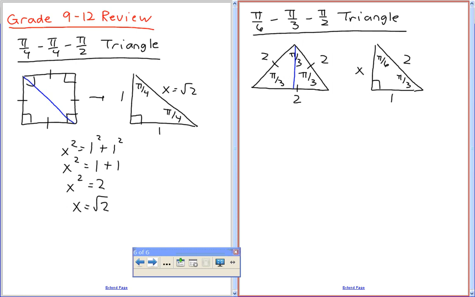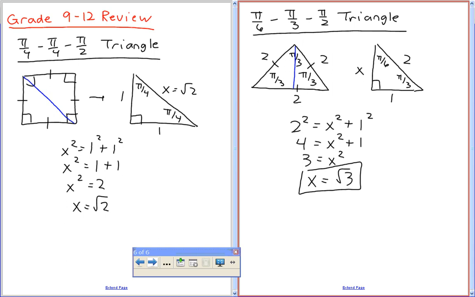Since this is grade 9 review, I'm going to say that 2 squared equals x squared plus 1 squared. 4 equals x squared plus 1. 3 equals x squared. x equals root 3. You need to know that triangle very well.